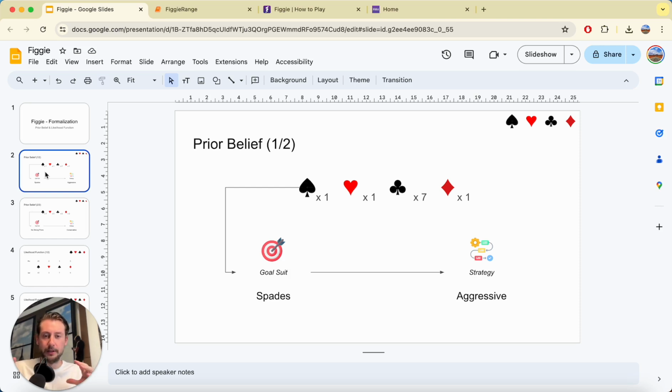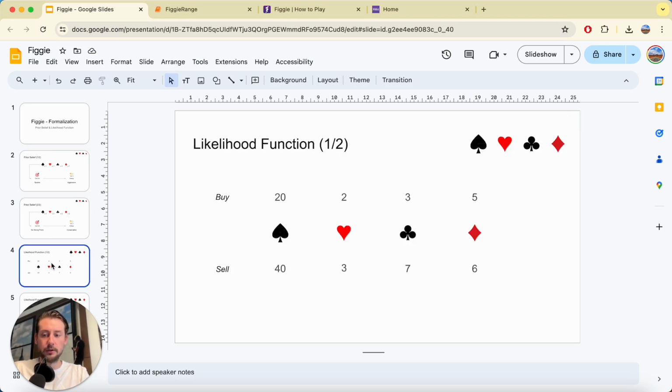I kept playing a few more hands, and I started modeling the first phase, which is the pre-hand phase, the part where you come up with the strategy, and this is what we're going to talk about today. But I still haven't gotten into the likelihood function, the way that we update our strategy.